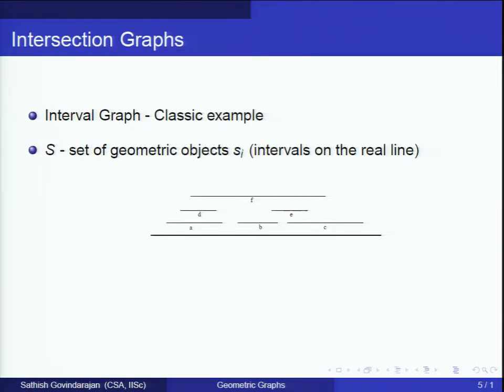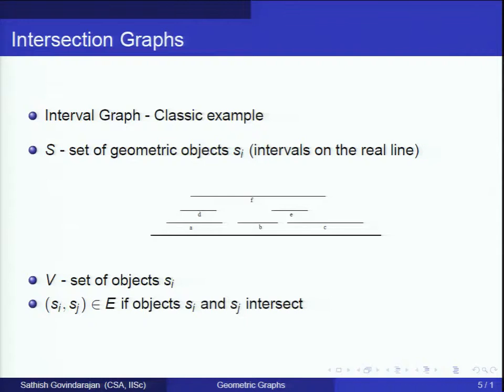The objects are intervals, intervals denoted by a pair of coordinates a comma b. Right? Intervals on the real line. So these are the objects, and I will put an edge between two intervals if they intersect. As the name says, intersection graphs, right?